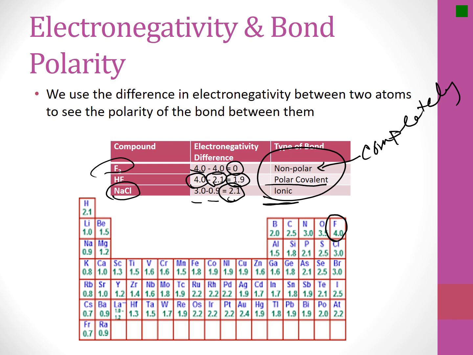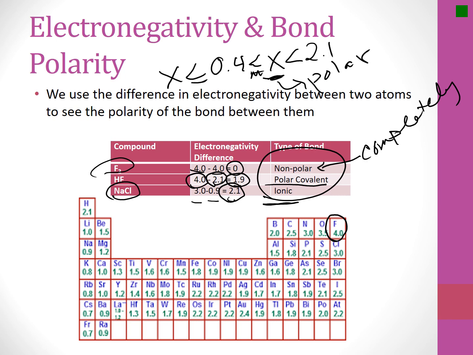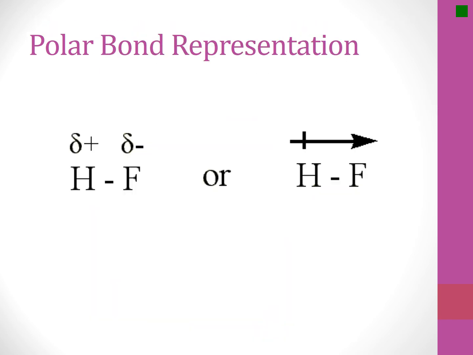So all you have to do is go through those ranges: 0.4 to 2.1. Anything that falls in between is going to be considered polar. If it's below 0.4, then these would be considered nonpolar. I'm going to abbreviate as P and NP, and anything greater than 2.1 is considered ionic. And this is, once again, about how these electrons are being shared in bonds.